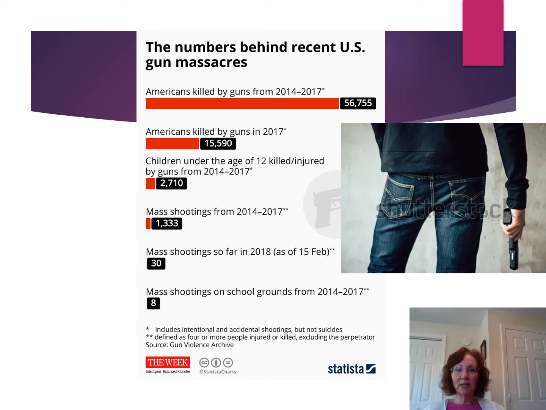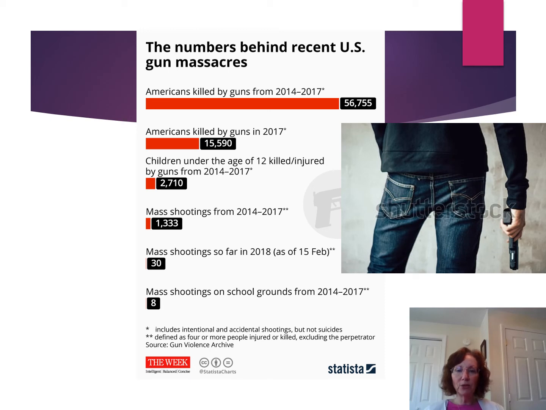Gun massacres and gun violence. Americans killed by gun violence from 2014 to 2017 is over 56,000. Americans killed by guns in 2017 was over 15,000. Children under the age of 12 who were killed or injured by guns is over 2,000.